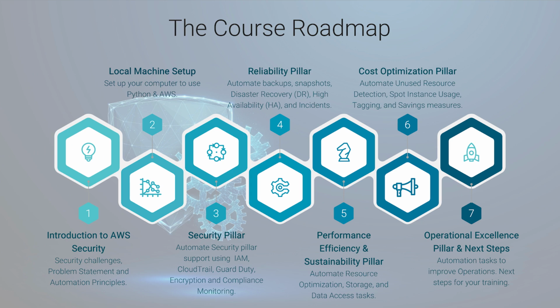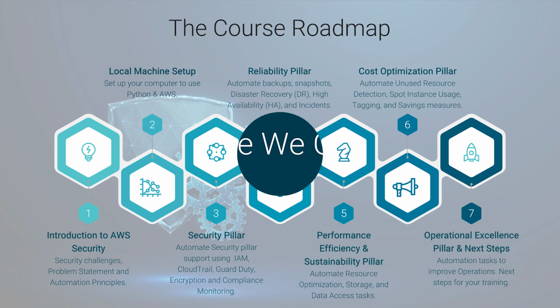We have our first 2 modules that are focused on getting introduced to the landscape of AWS as a platform, setting up the local machine, and then the 6 pillars of the well-architected framework, which include security, reliability, performance efficiency and sustainability, cost optimization, and operational excellence. So it's quite a bit to get started on, but it's going to be fun. Thank you for coming along on this journey.